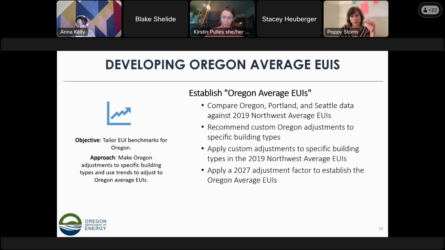So we literally went through every single building type and manually understood what was going on across all of these building types, across all of these various data sources, to understand where we might be able to make some adjustments. And so we applied custom adjustments to a handful of specific building types, and we also developed and applied a 2027 adjustment factor to establish the Oregon average EUIs for 2027. Next slide.